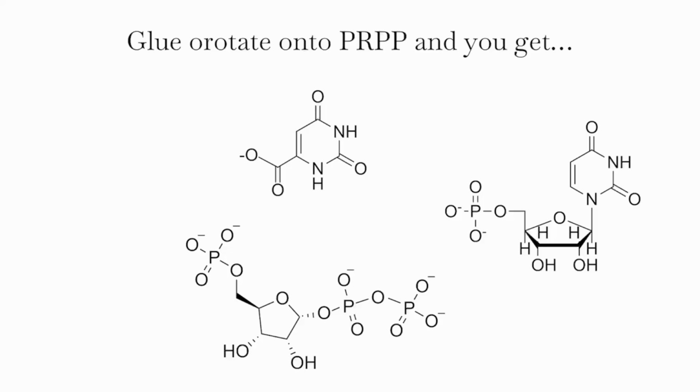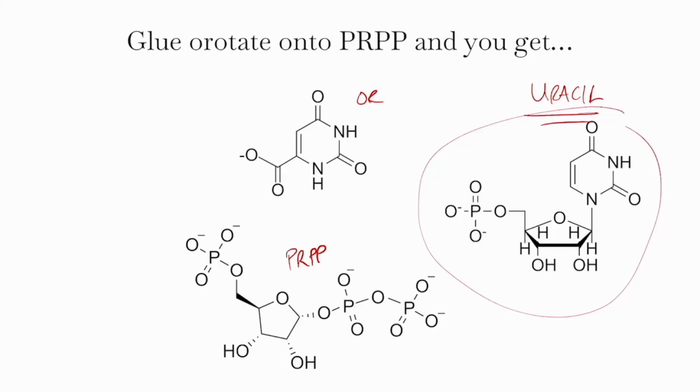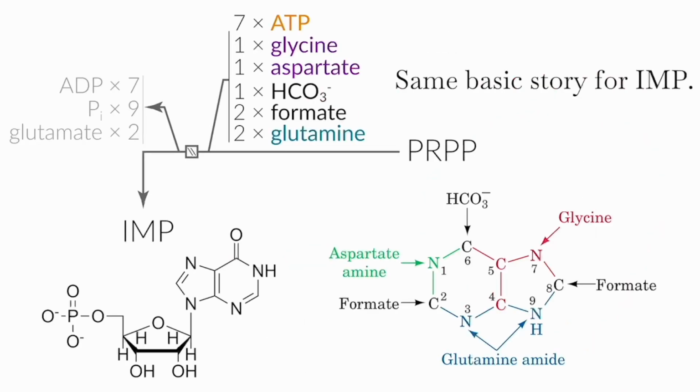If you take that orotate and then you glue it onto a PRPP, so this is our PRPP, coming out of R5P, coming out of the pentose phosphate pathway. This is our orotate we just made. If you glue them together, you get uracil, our first base. And actually, this is in what's called the monophosphate form. So this is uracil monophosphate, or UMP. Cool.